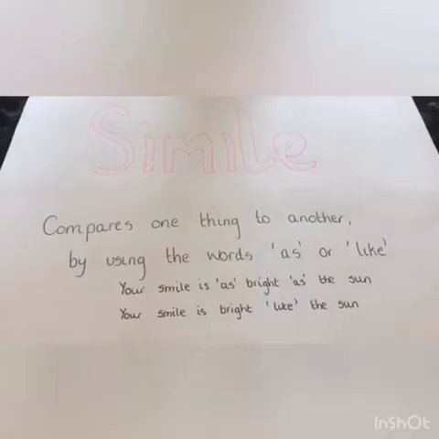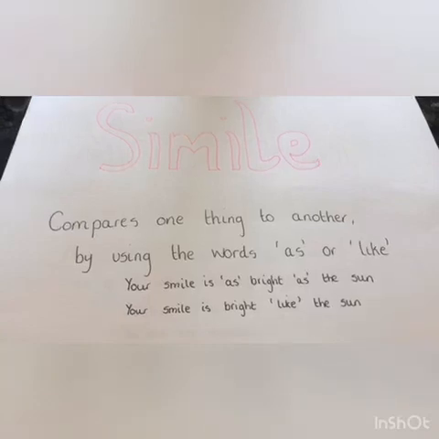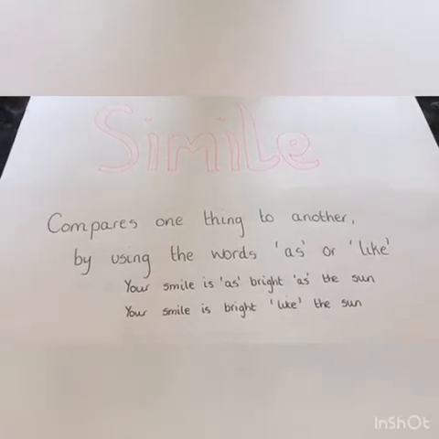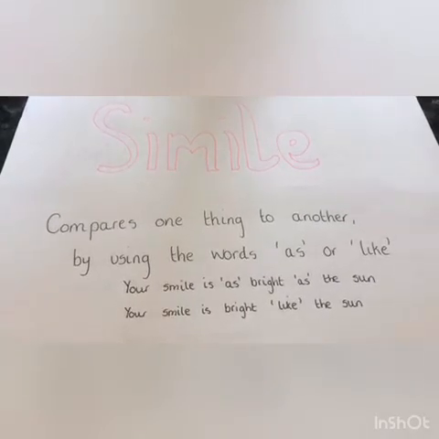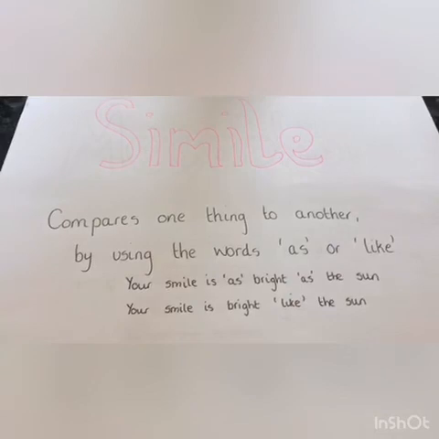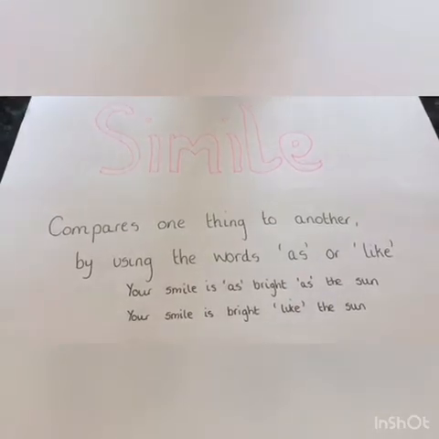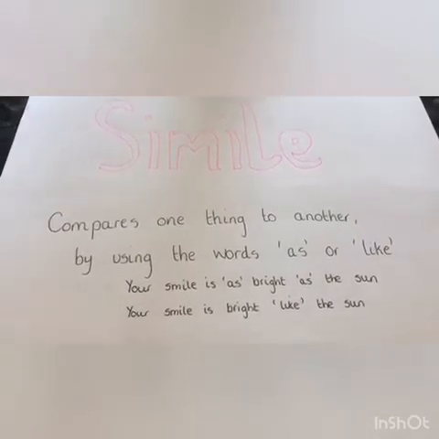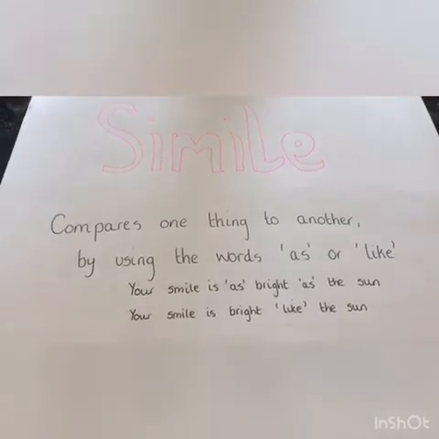Another example of how we can be creative in our writing is by incorporating figurative language within our work. By doing this, we're adding more power to a word. We're giving it a bit more of a meaning or a different kind of meaning. So the first example is a simile. Now we know a simile is when we compare one thing to another, and we do that by using the words as or like. Here are the two examples that I've used. I've said that your smile is as bright as the sun, and your smile is bright like the sun.